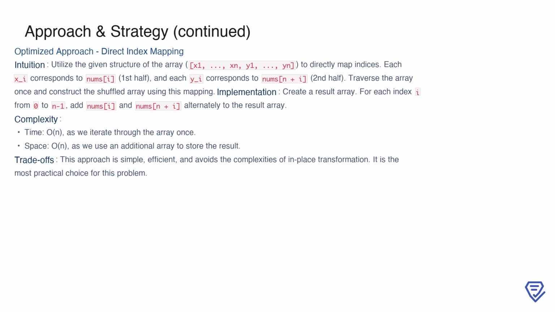This approach has a time complexity of O(n), as we traverse the array once, and a space complexity of O(n), due to the additional result array. The trade-offs here are minimal. The method is simple, efficient, and avoids the challenges associated with in-place transformations. Overall, this makes it the most practical choice for solving the problem.